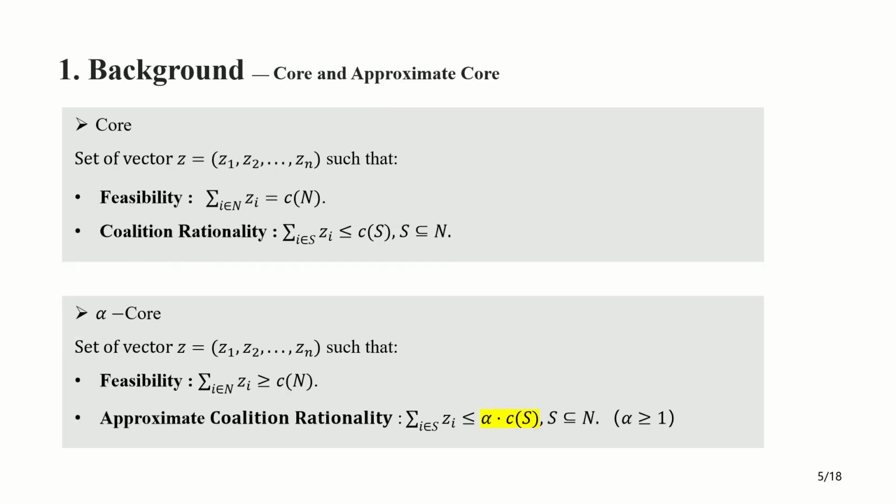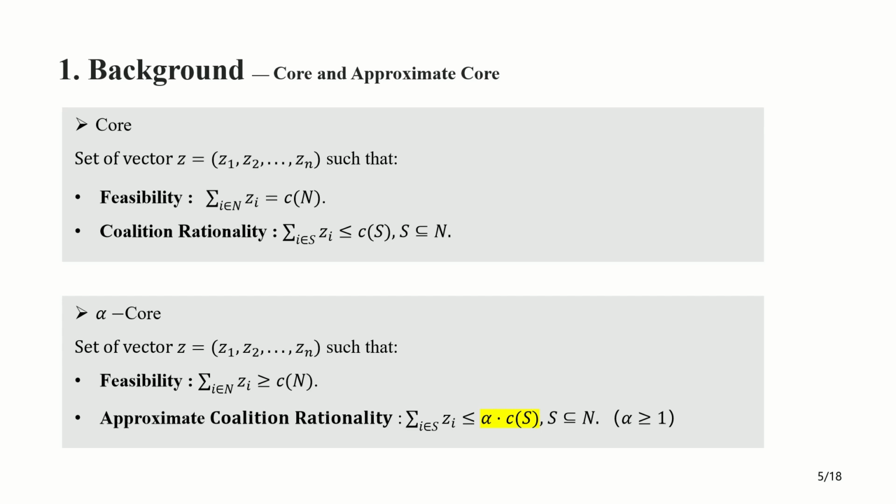Next, let's introduce an important concept in cooperative game theory, the core. The definition of the core is as follows. The distribution vector is in the core if it satisfies feasibility and coalition rationality. Feasibility means that the total cost generated by the grand coalition must be fully allocated among the players. Coalition rationality means that the cost allocated to any smaller coalition should not exceed the cost they would face by breaking away from the grand coalition and cooperating on their own.